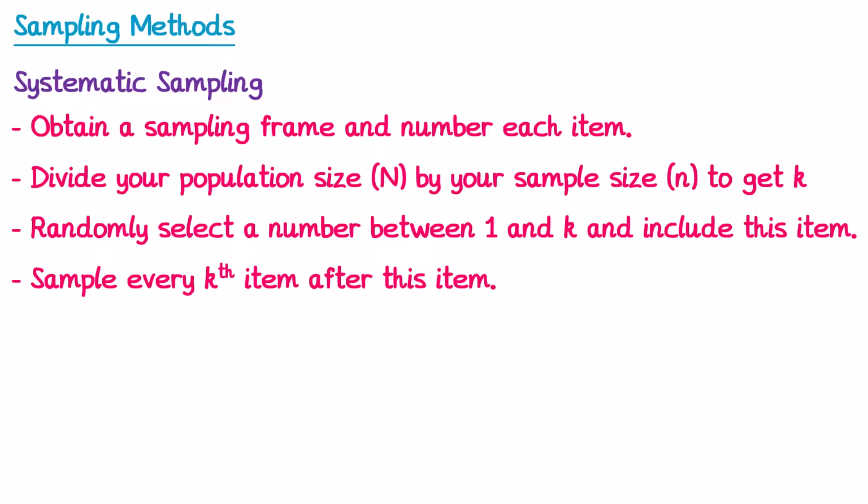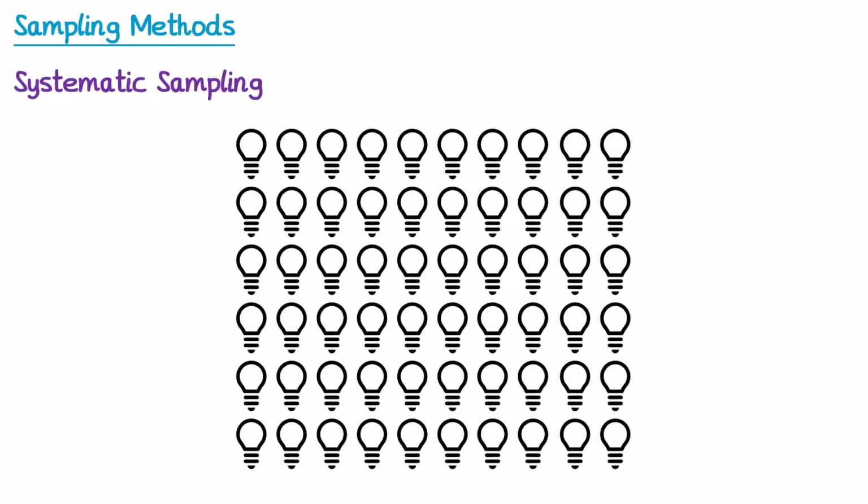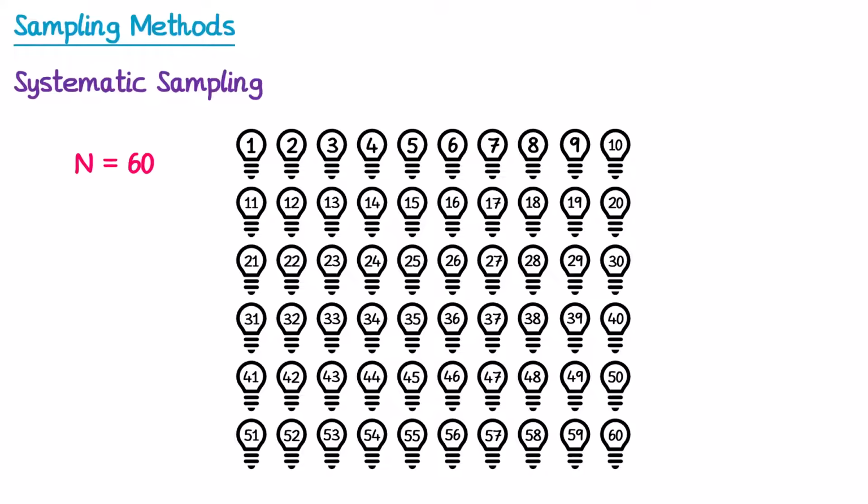Let's have a look at what this looks like in practice. Imagine a company produced light bulbs and they had a population of 60 light bulbs that they wanted to sample to test them for faults. First of all, they need to create a sampling frame, so we're going to number all of the light bulbs. Then we have capital N, which is the size of the population, so all of the light bulbs, that's 60, and then lowercase n, which is our sample size. Let's say for the sake of example that the sample size the company wants is 10. So we have a population of 60 light bulbs and we want a sample of 10 of them.